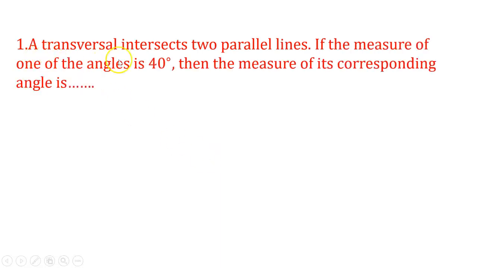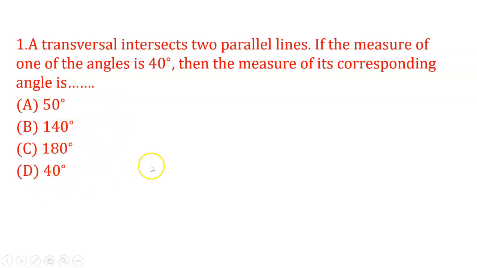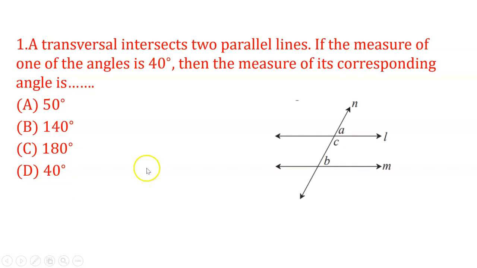First question. A transversal intersects two parallel lines. If the measure of one of the angles is 40 degrees, then the measure of its corresponding angle is: A is 50 degrees, B is 140 degrees, C is 180 degrees and D is 40 degrees. Now see this here. Angles A and B are the corresponding angles. If the measure of angle A is 40 degrees, then the measure of angle B is also 40 degrees, and hence option D is correct.